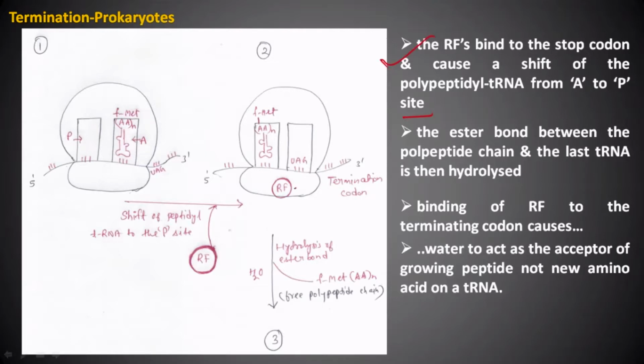This RF factor will come and bind to the termination codon or stop codon. Okay, so UAG, and the bond between the polypeptide chain and the last tRNA is then hydrolyzed. So this binding of RF to the terminating codon causes water to act as the acceptor of the growing peptide, and no new amino acid is added. It is the same in prokaryotes also, the same steps which I have discussed.